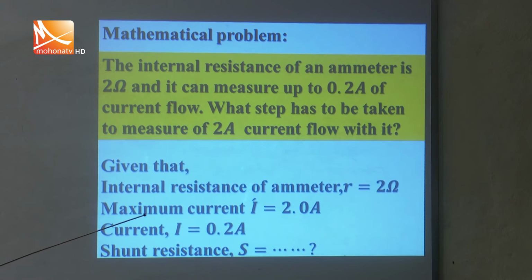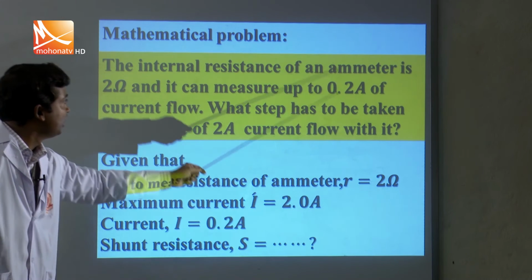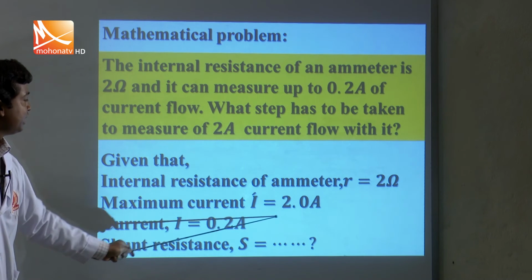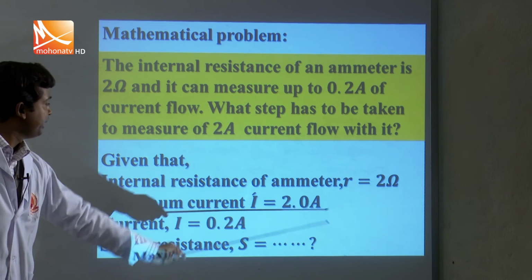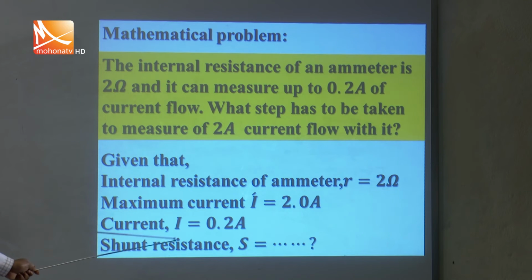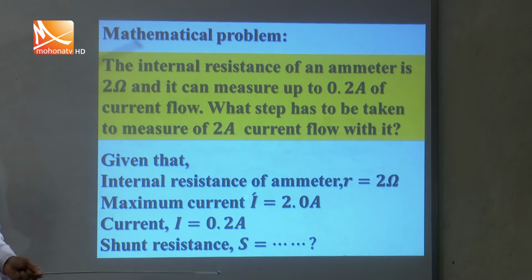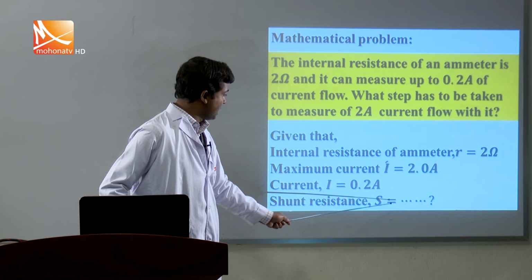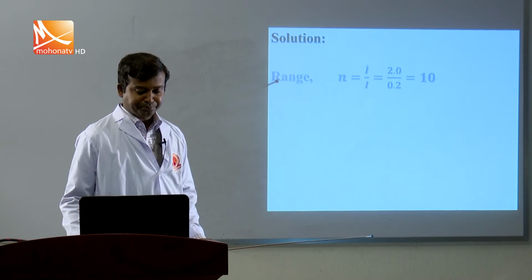Now what are the given quantities? Number 1, the internal resistance of the ammeter R equals 2 ohm. This is the internal resistance and it can measure a maximum amount of current, that is I. The desired current is 2 ampere, and the current it can measure is I equals 0.2 ampere, and you have to add a step. What step has to be taken? That means you have to connect a shunt resistance. So you have to calculate shunt resistance S equals what? Now the solution is here.